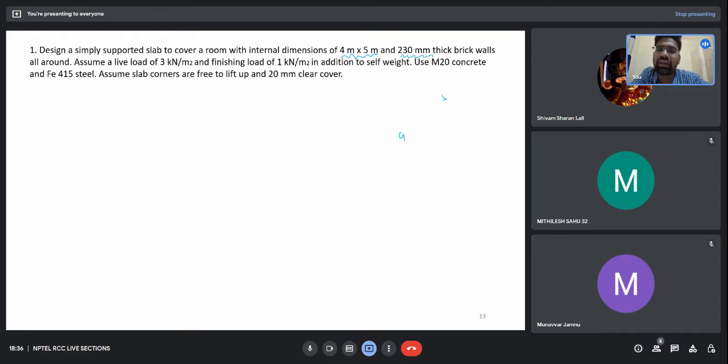Use M20 concrete and Fe415. Assume slab corners are free to lift. What does this mean? Free to lift means unrestrained slabs. I purposely put this question because restrained slab questions are very lengthy, and if you are able to understand the procedure for unrestrained slabs, you will be able to do restrained slabs also. You only have to carefully look at those 9 conditions which I made you understand in this class. So let's proceed with this problem.